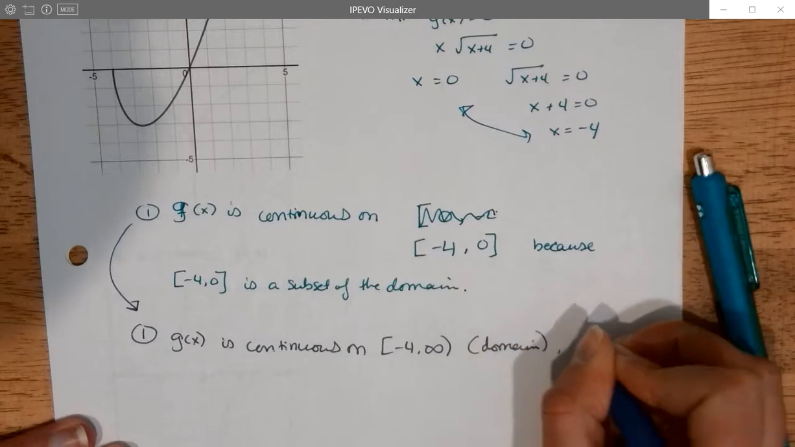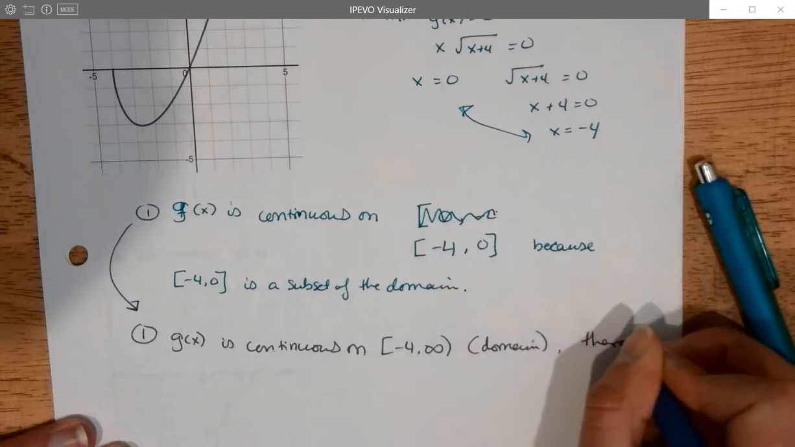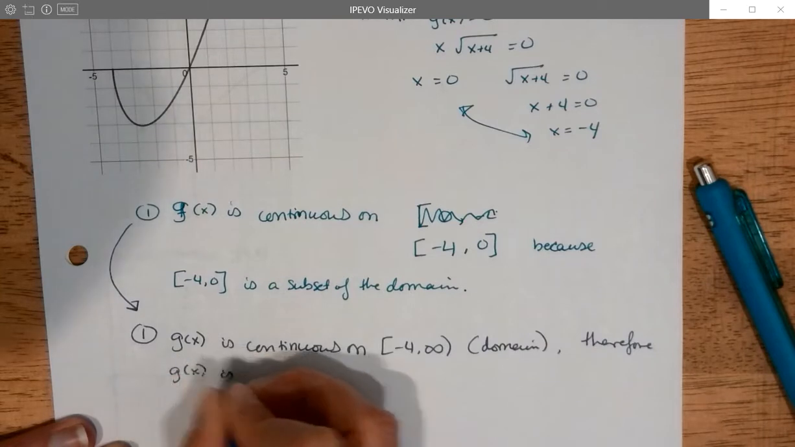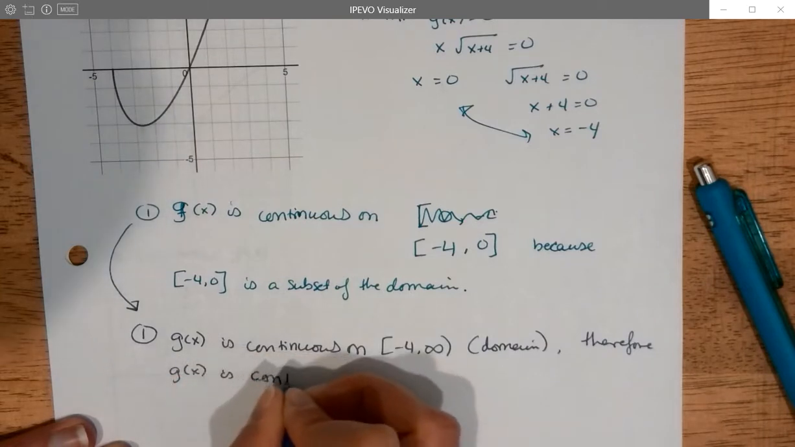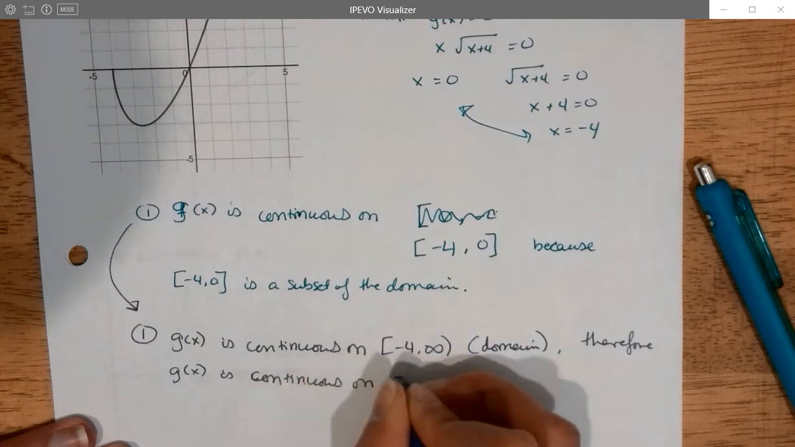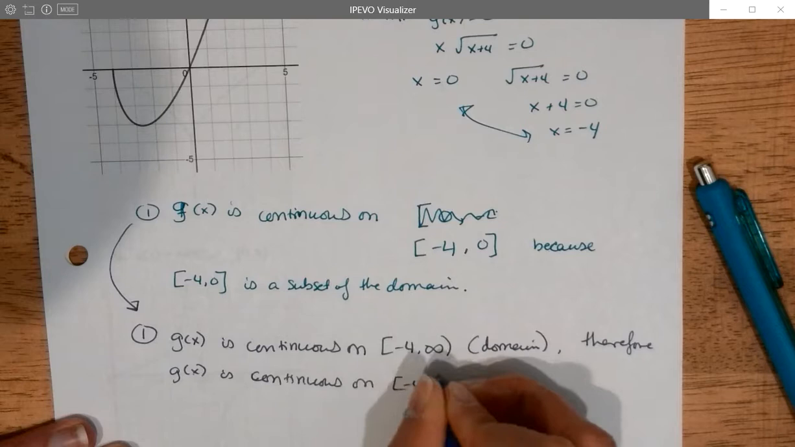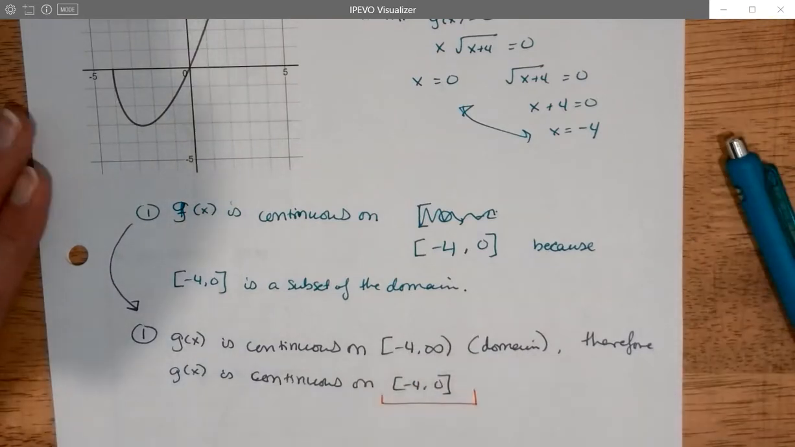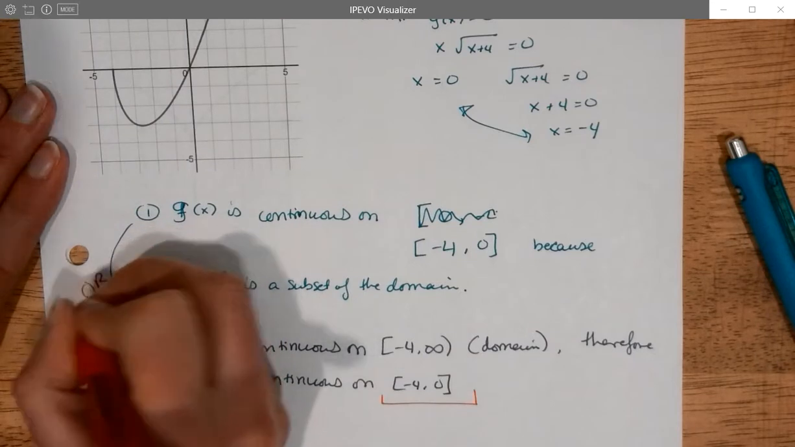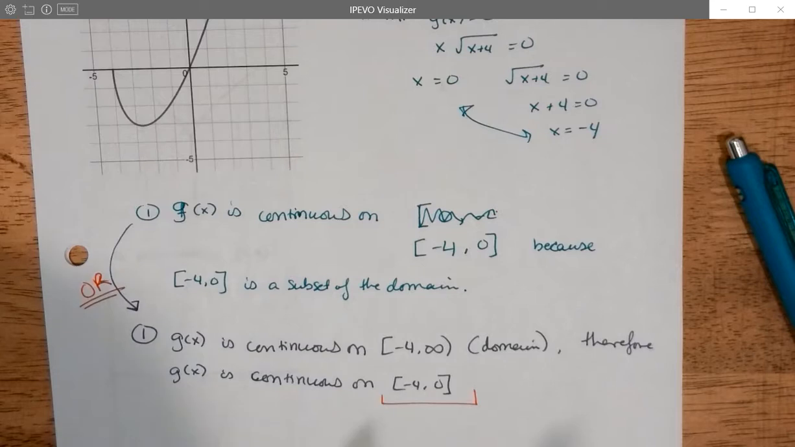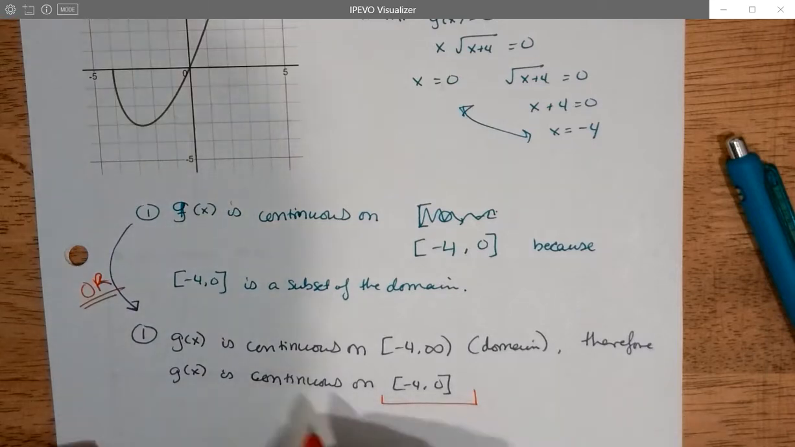Then I can say, therefore, g of x is continuous on -4 to 0. I need to get that closed interval worked in there somehow. Okay, so I've phrased it in 2 ways. We can make a choice, but I have to figure out how to phrase this to make sure that I can guarantee that it's continuous on the closed interval.